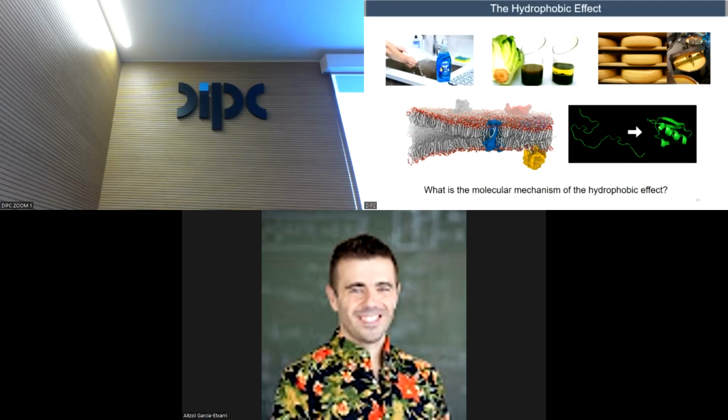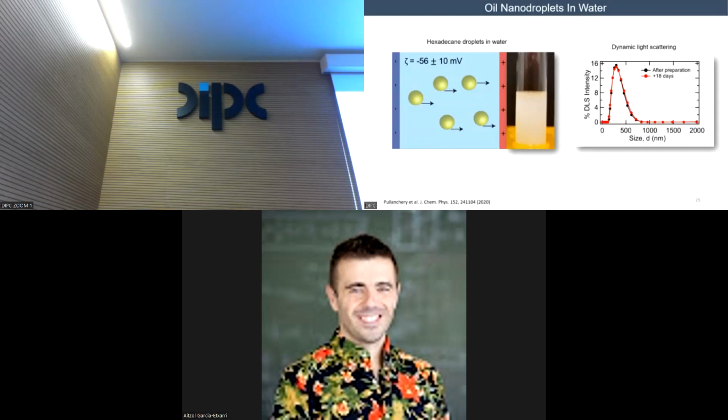And one of the controversies is that even though you cannot mix oil and water, you can form oil nanodroplets in water without adding any surfactants. And this is a very surprising observation, right? So here I have an example. These are hexadecane droplets in water. It looks like this. And I measured the dynamic light scattering size distribution with DLS. And after preparation, after 18 days, it looks more or less the same. So it's very surprising. Why are these emulsions stable, or rather, kinetically stable, in the absence of any stabilizing molecules?